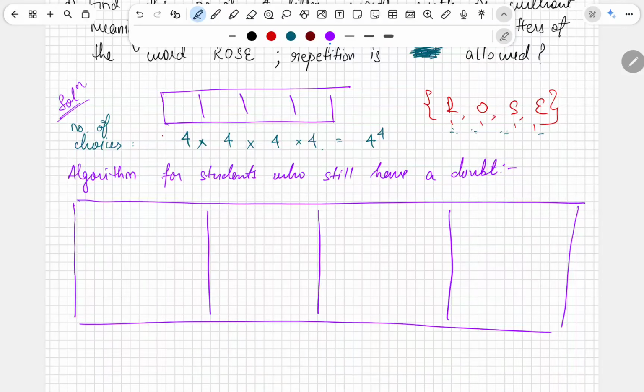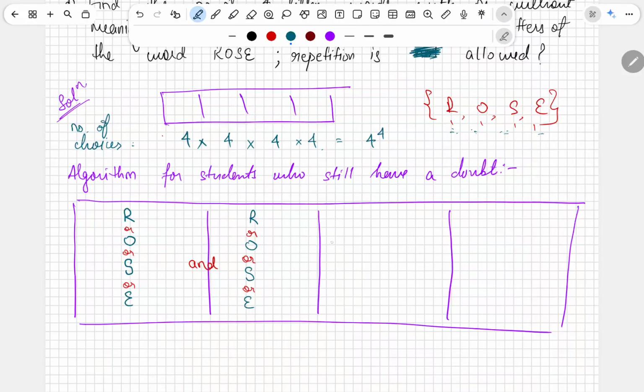Okay, let's understand it slowly, no problem. Either I can put R, or I can put O, or I can put S, or I can put E. So R or O or S or E. And in the second block, again I can either put R, or I can put O, or I can put S, or I can put E. So R or O or S or E.